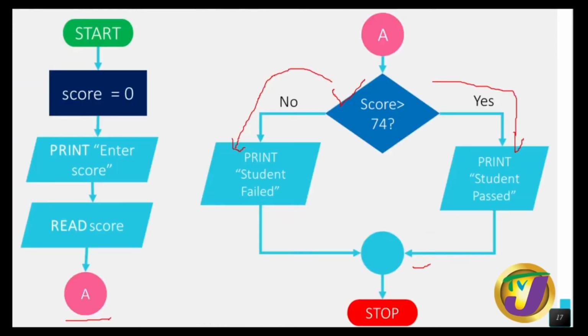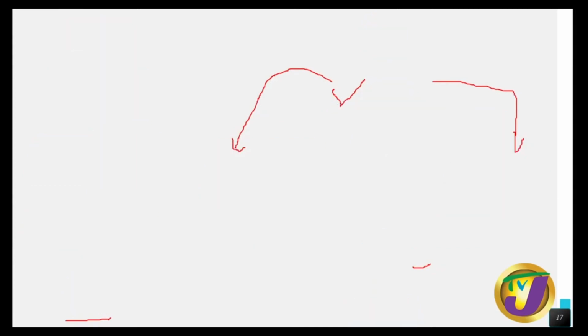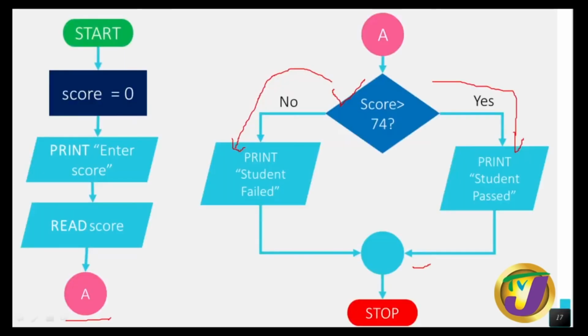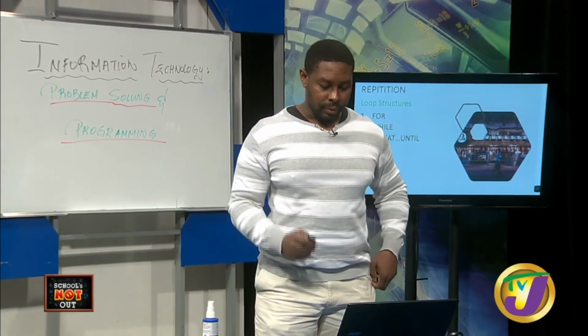So let's just quickly look back at that pseudocode and the flowchart so that you can assimilate it and digest it just a little bit more. All right. So this is your flowchart and your pseudocode. And now we're going to try to jump into loops as quickly as we possibly can.